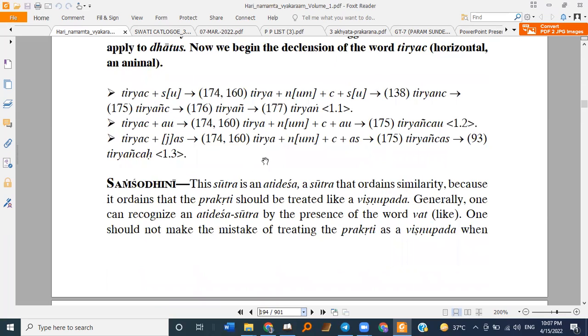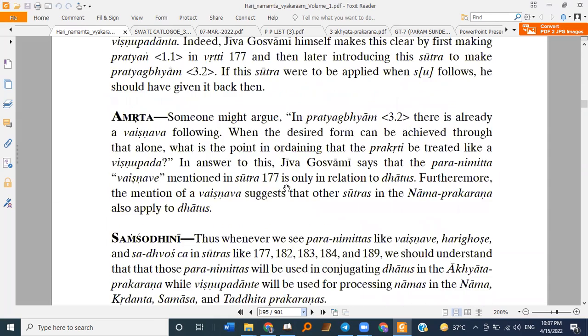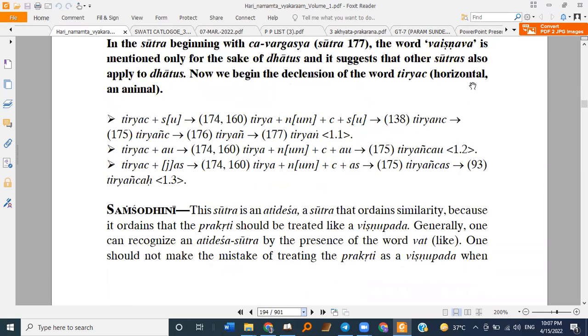Then the next word is Tiryach. Tiryachas Tirashir. I think we did that. No, coming ahead. Okay. So Tiryach means horizontal, or even animals also. They are known as Tiryam. In Bhagavatam, this word Tiryam comes a lot for animals. Yes. So Tiryach Yukta Su. Then we had that sutra, Achashatru Bhujanu Bandhanam Cha num Krishna sthane.